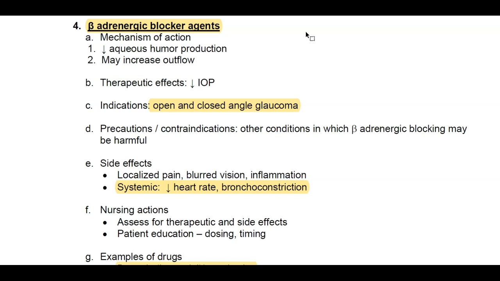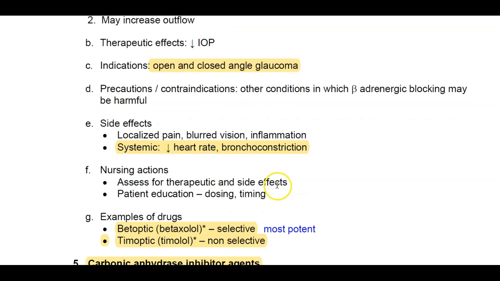Anyhow, so side effects. Localized pain, blurred vision, inflammation, so those are the local side effects. And systemic side effects that we want to keep an eye on are decreased heart rate or bradycardia and bronchoconstriction. So if you have a patient with COPD and they are receiving this medication and you notice a worsening of their respiratory status, we may need to evaluate the medications that they are on, because we know that beta blockers can cause bronchoconstriction. So nursing actions, remember to always assess for the side effects, the therapeutic effects, and also patient education regarding the drug, the dosage, the diagnosis, and so on.